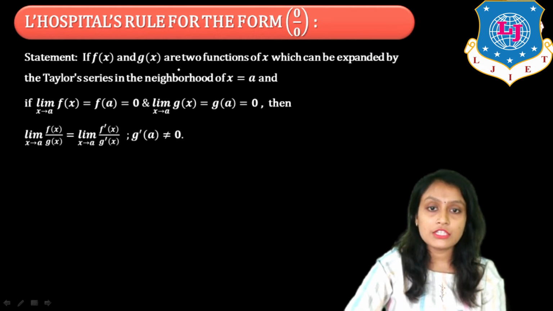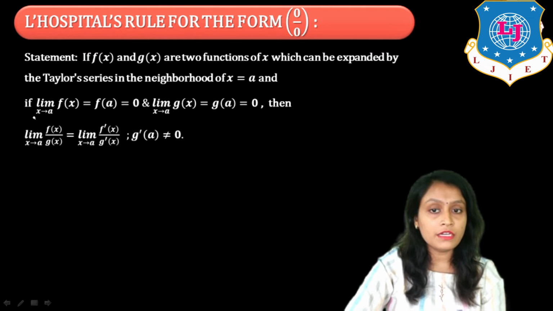If f(x) and g(x) are two functions of x which can be expanded by Taylor series in the neighborhood of x is equal to a, and if limit x tends to a f(x) is equal to f(a) is equal to 0, and limit x tends to a g(x) is equal to g(a) is equal to 0, then limit x tends to a f(x) upon g(x) is equal to limit x tends to a f dash x upon g dash x, provided g dash of a is not equal to 0.